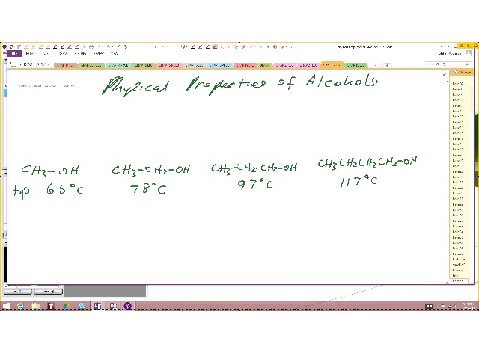Now, what is that pattern? Okay, as you increase the molecular weight, the boiling point increases, right? That is correct to some extent. Supposing, before I come back to that, supposing I give you this.